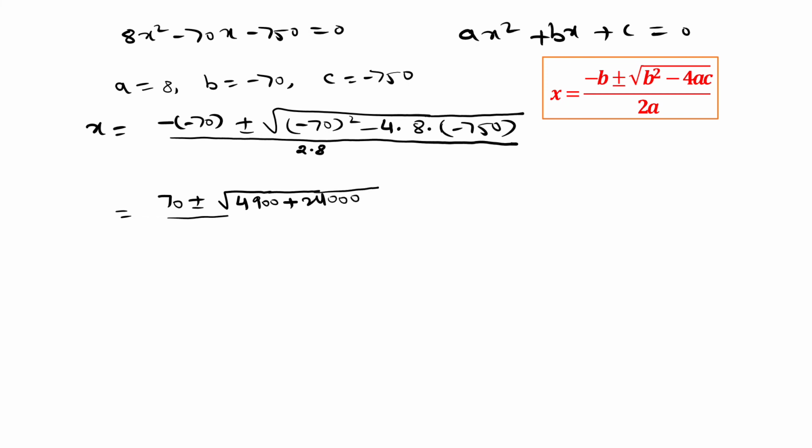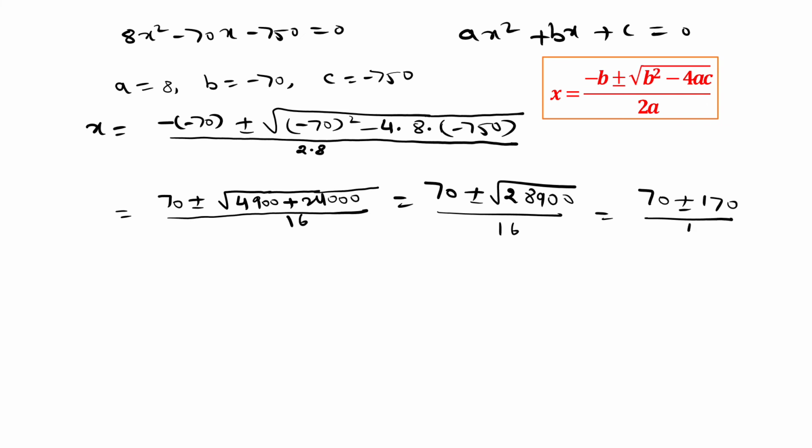So we get 70 plus or minus √(70² is 4900, 4 times 8 times 750 is 24,000, and the sign changes as there are two negative signs in multiplication), whole divided by 16, is equal to 70 plus or minus √28,900 over 16, and the square root of 28,900 is 170. First taking positive sign, we get 240/16. Then taking negative sign, we get -100/16. That simplifies to 15 or -6 and a quarter.